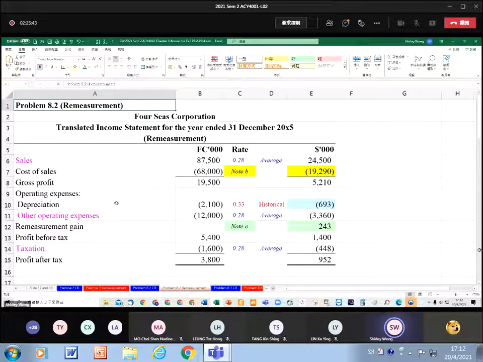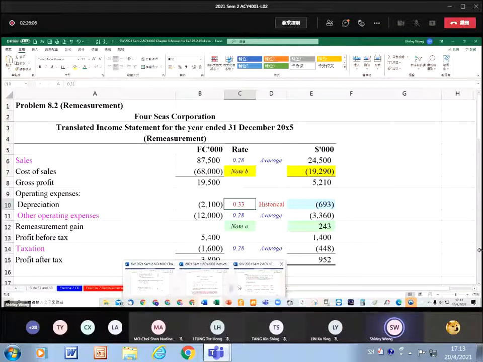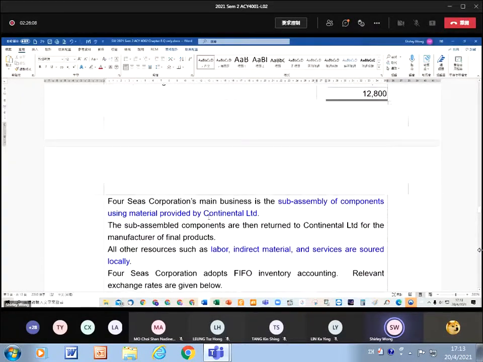So here, for the income statement, for the sales, we will use the average rate. For other operating expenses, we also use the average rate. And for taxation, we will also use the average rate. And for the depreciation, because there is no new purchase of fixed asset during the year, that depreciation actually belongs to the existing asset. So let's go back to have a look.